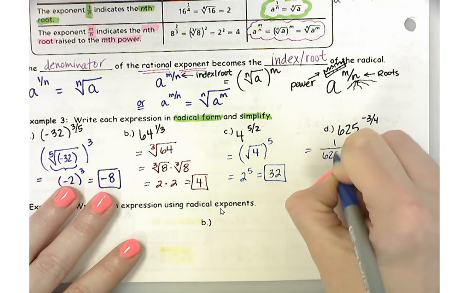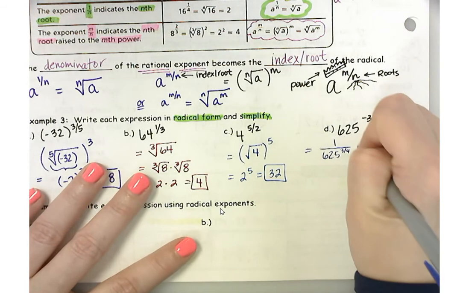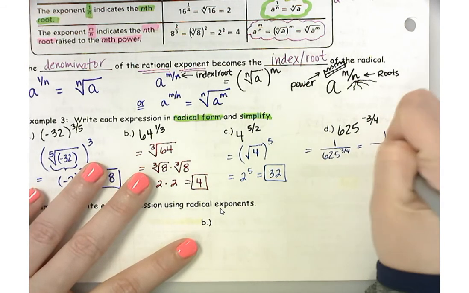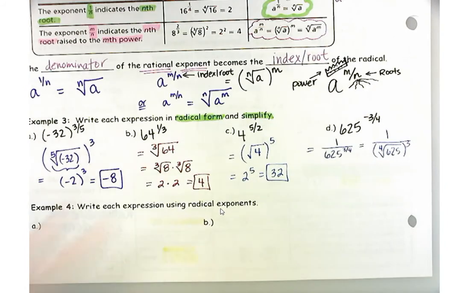All right, and then example 4 says write each expression using, oh, this should say rational. Okay, when you're writing this using, we'll do that one tomorrow. So your homework is online. Again, just do the ones that we've done here, and then the rest of them we will finish tomorrow.